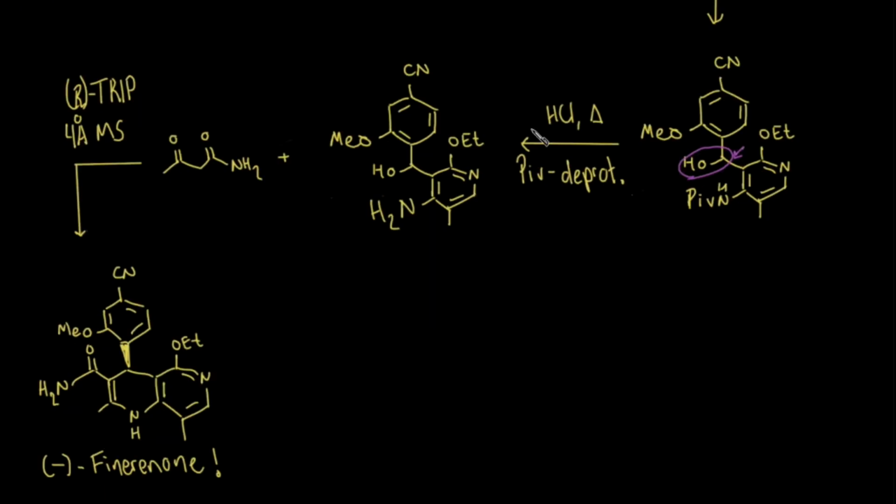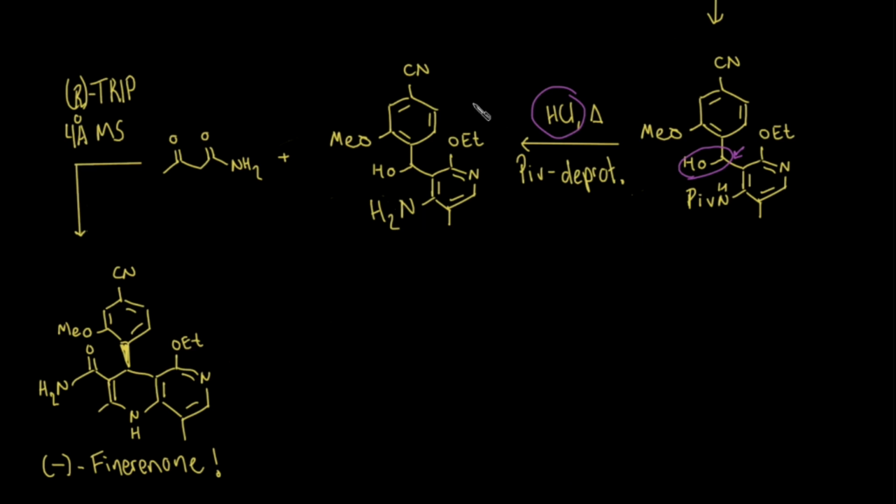So the next step of the synthesis is this deprotection of the pivaloyl amide, and this is just a common amide hydrolysis under acidic conditions. They use hydrochloric acid and some heat, and in this way they get the desired amine back.